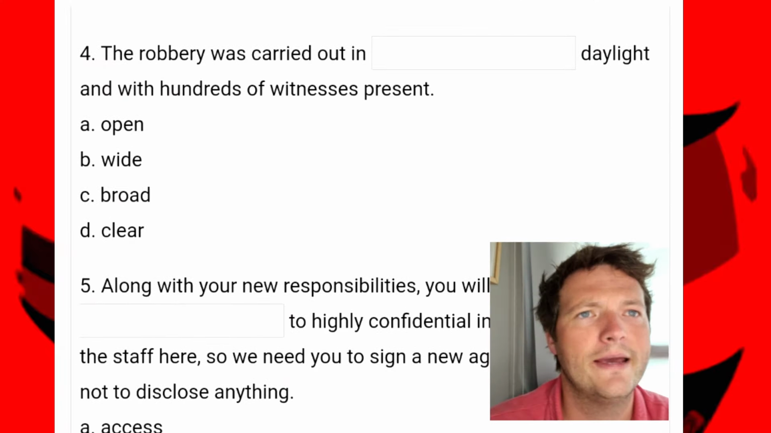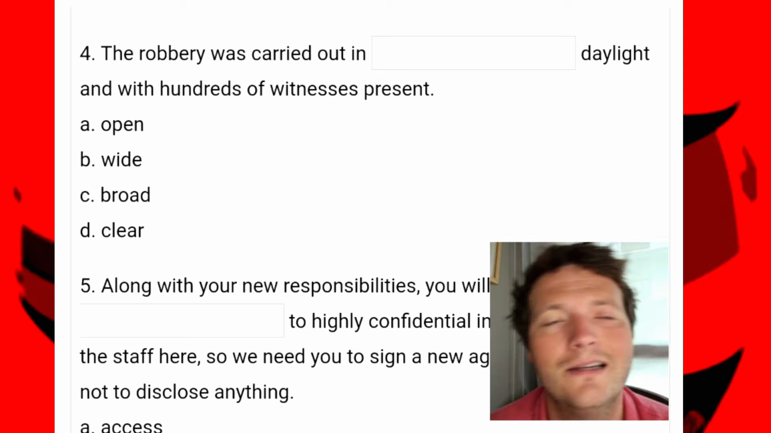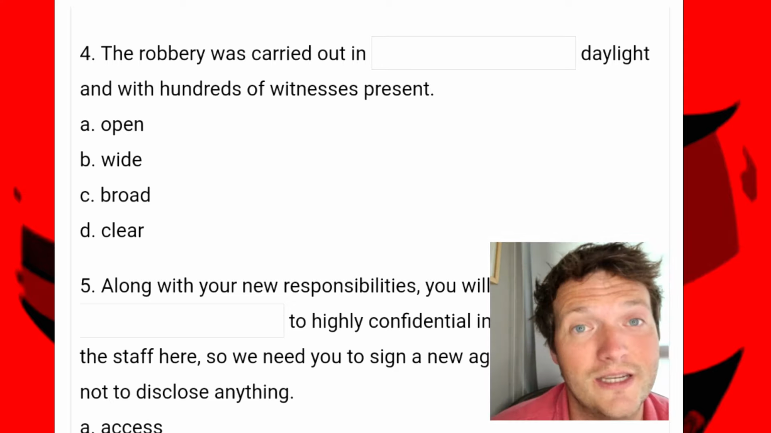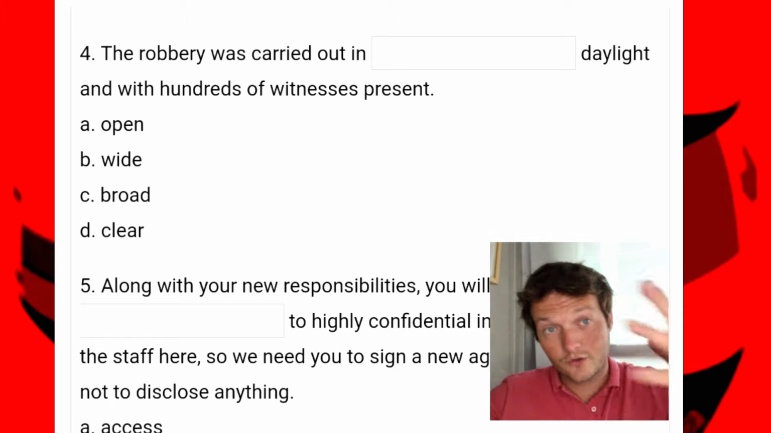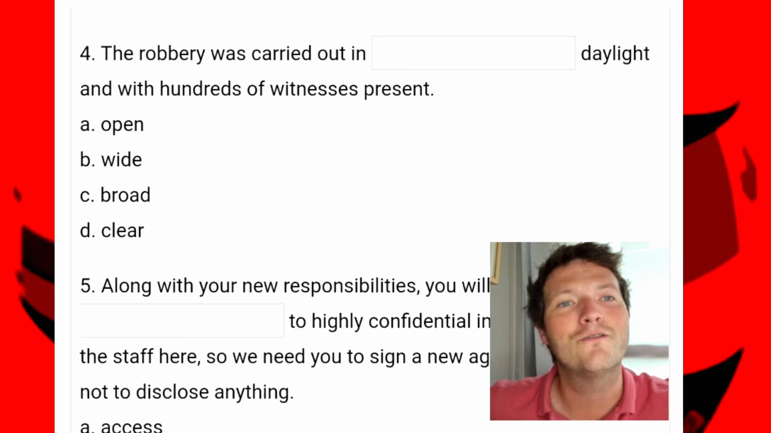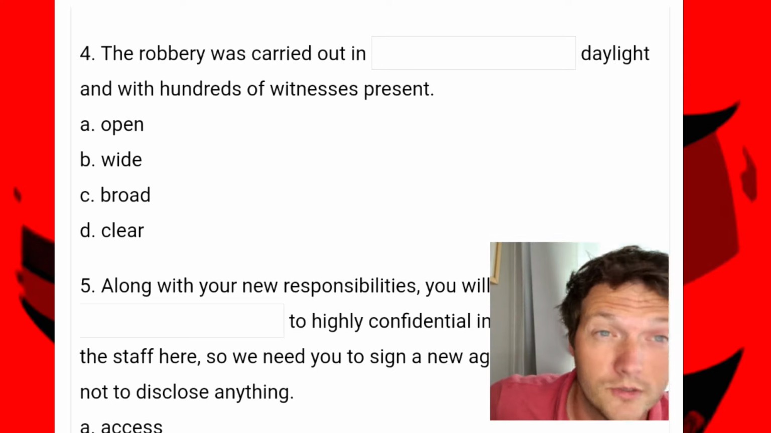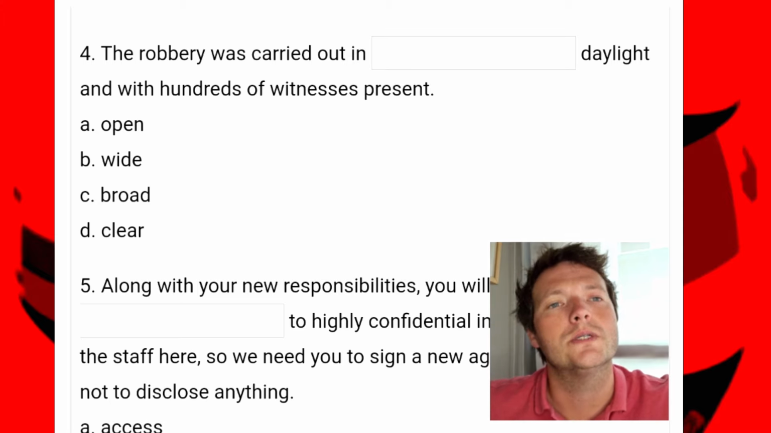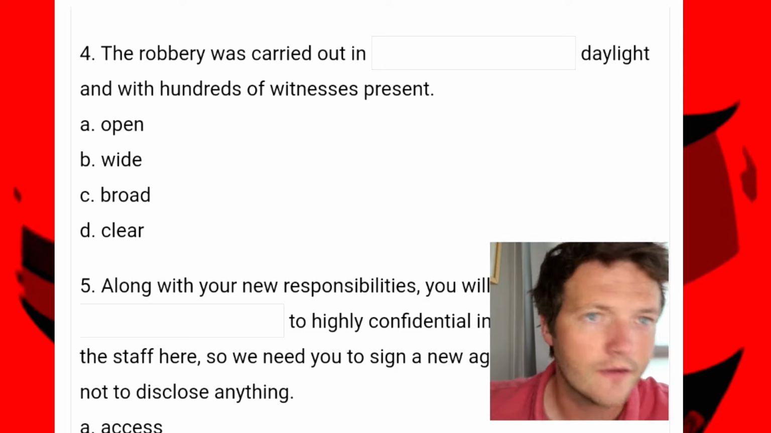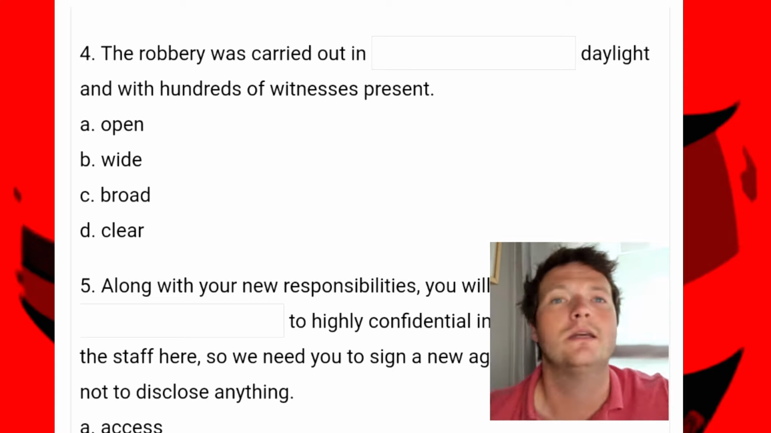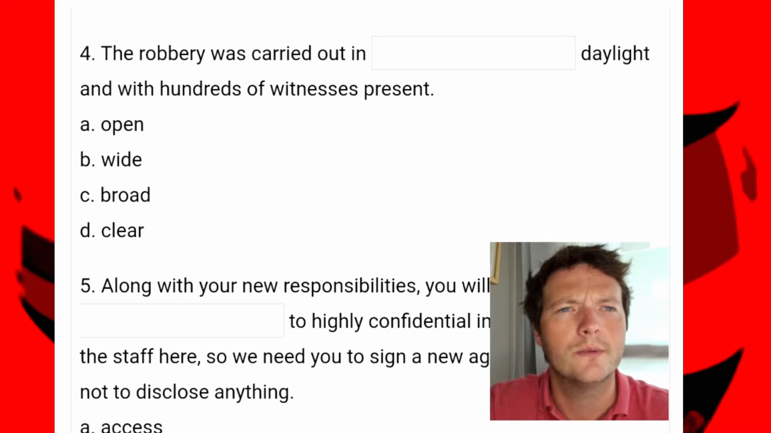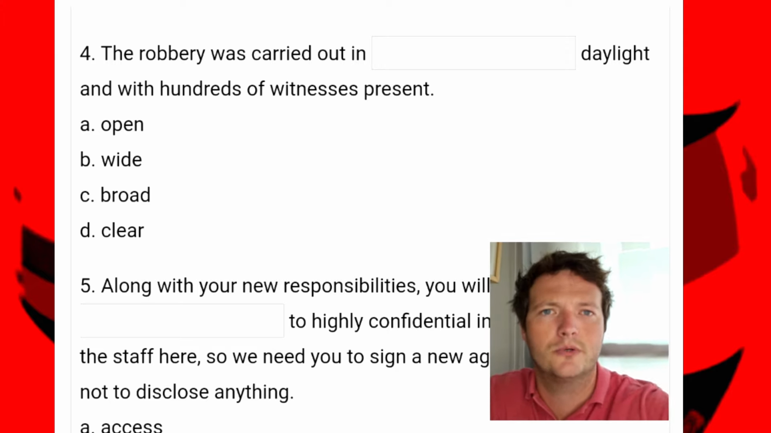The robbery was carried out in open, wide, broad, clear daylight and with hundreds of witnesses present. So the most common expression here is when something happens, particularly a crime, that you would normally expect to happen at night when there are fewer people about to witness it, or who could identify the criminal, the perpetrator, and you're surprised that it takes place in daylight. You say it was carried out in broad daylight. Yeah, no doubt about that one. That's a very common expression. Broad daylight. It was carried out in broad daylight.